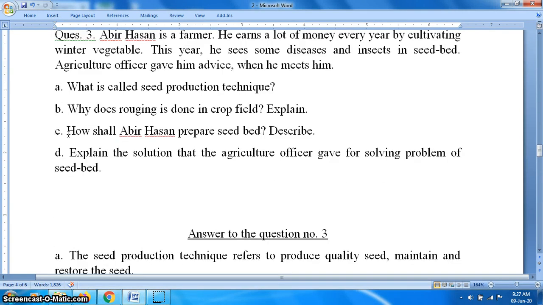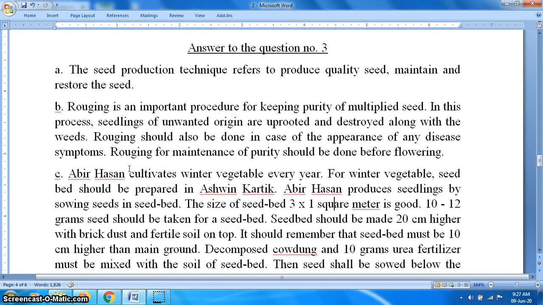Question C. How shall Abir Hassan prepare the seedbed? Describe. Answer of question C: Abir Hassan cultivates winter vegetables every year. For winter vegetables, the seedbed should be prepared in Ashwin-Kartik. Abir Hassan produces seedlings by sowing seeds in the seedbed. The size of the seedbed, 3 by 1 square meter, is good. 10 to 12 grams of seed should be taken for a seedbed.